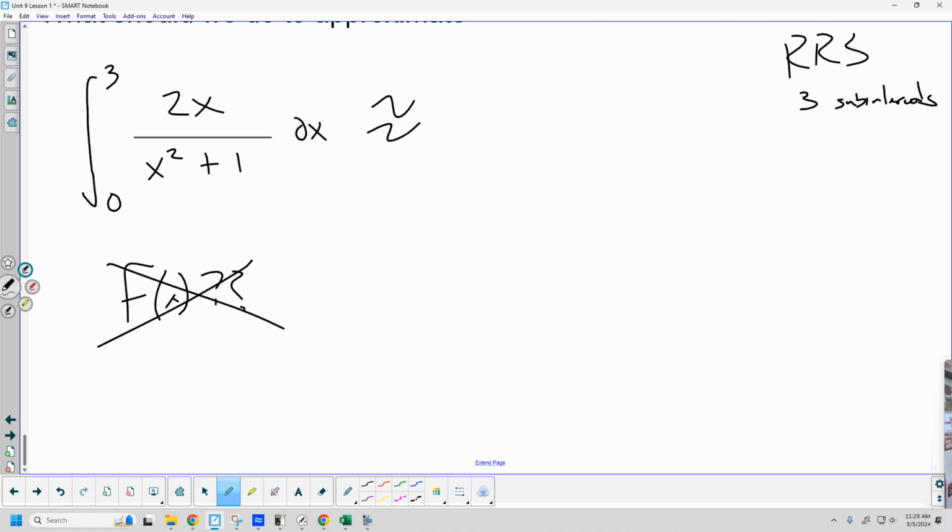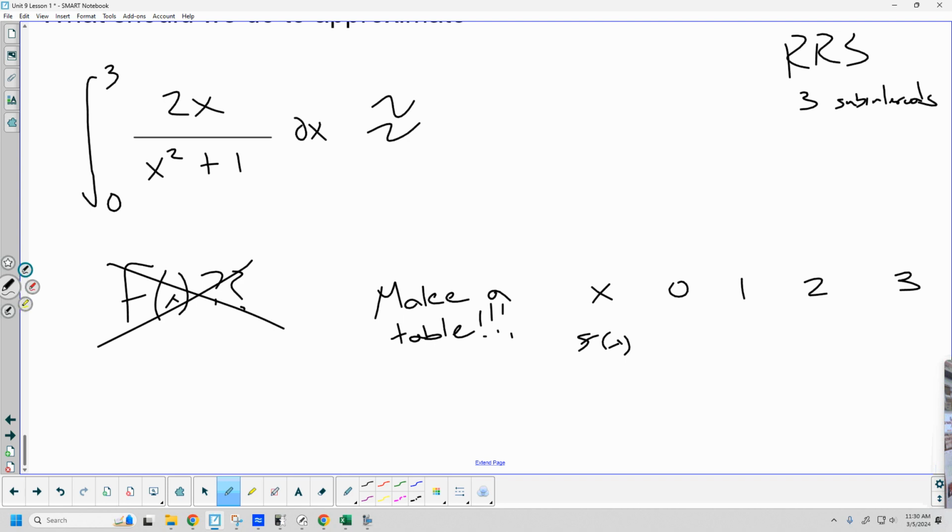Make a table. Start at the start, end at the end. You need 3 in between. So if you want 3 subintervals from 0 to 3, the width is all going to be 1. Now, instead of me giving you the y values, you need to just find the y values. Go ahead and find the y values, and then do a right Riemann sum. Please, a right Riemann sum with 3 subintervals.